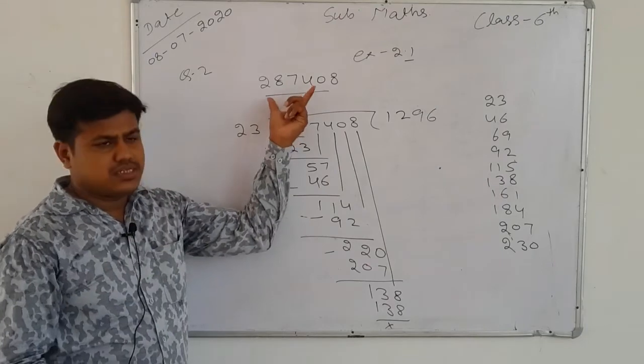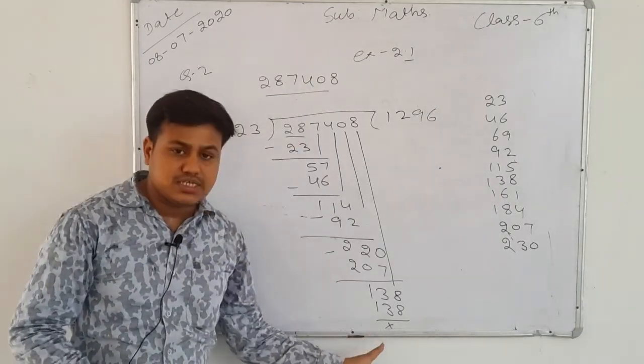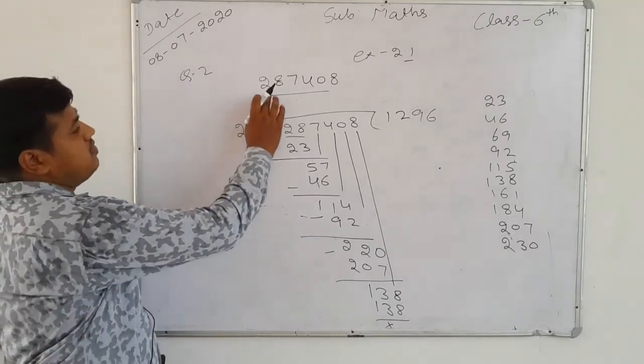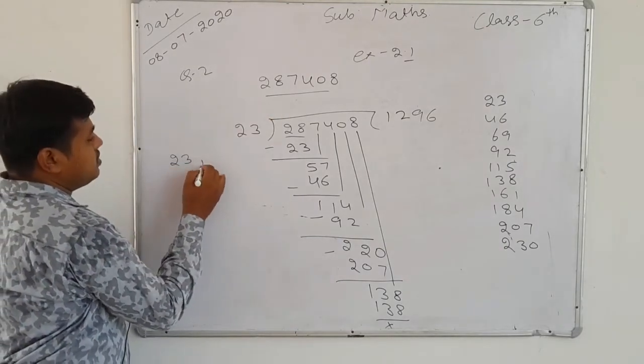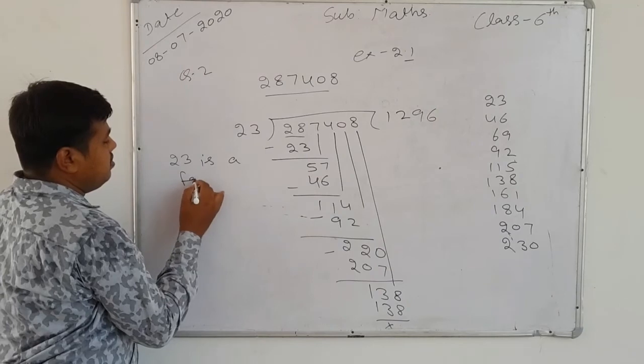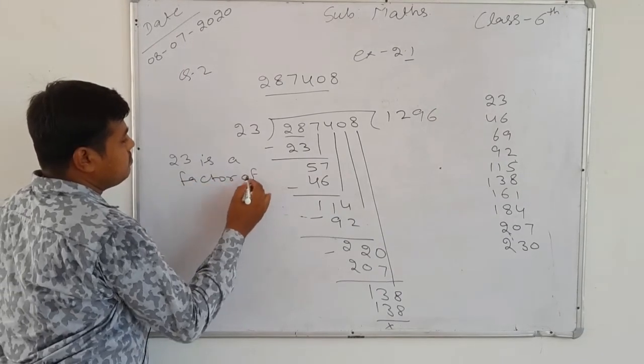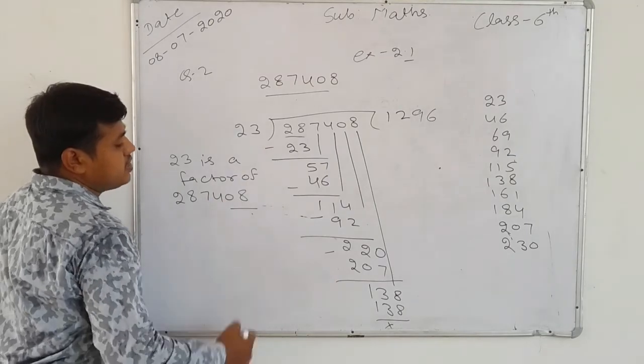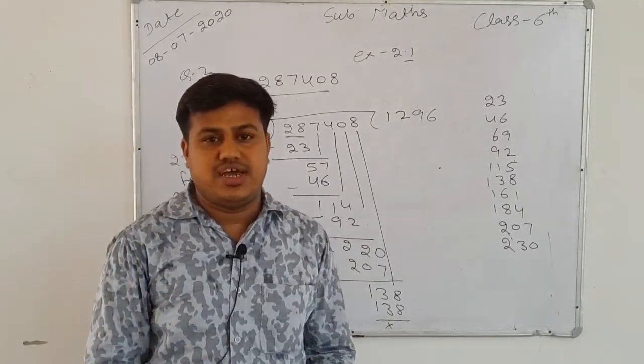So if we divide this number by 23, the remainder is 0. There is no remainder. It means 23 is a factor of 287408.